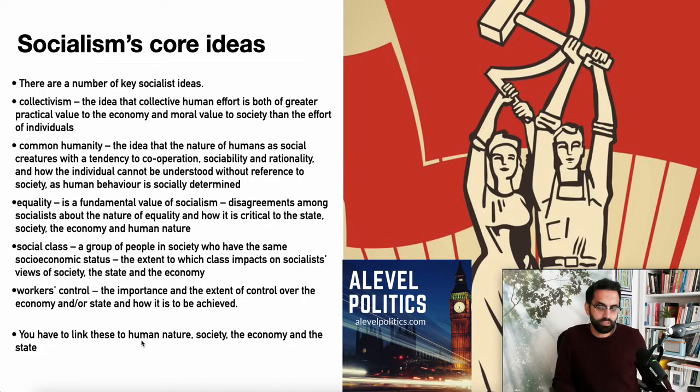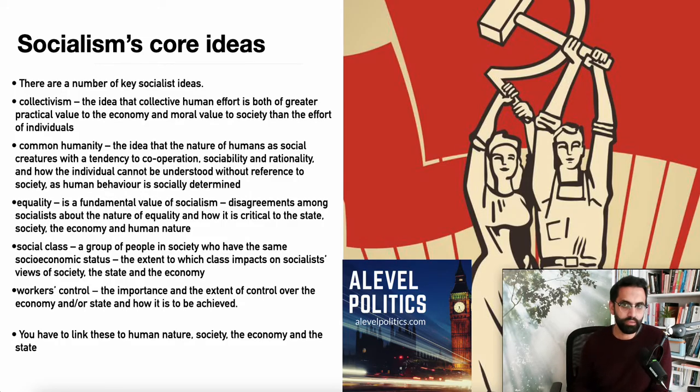Or to what extent do socialists have a united view of human nature, or the society, or the economy, or the state? So we can say for sure that if you were to learn these nine potential essays, and I'm going to talk about these in the next couple of slides, then you're quite close to answering every possible socialism question. And that's what I do with my students.